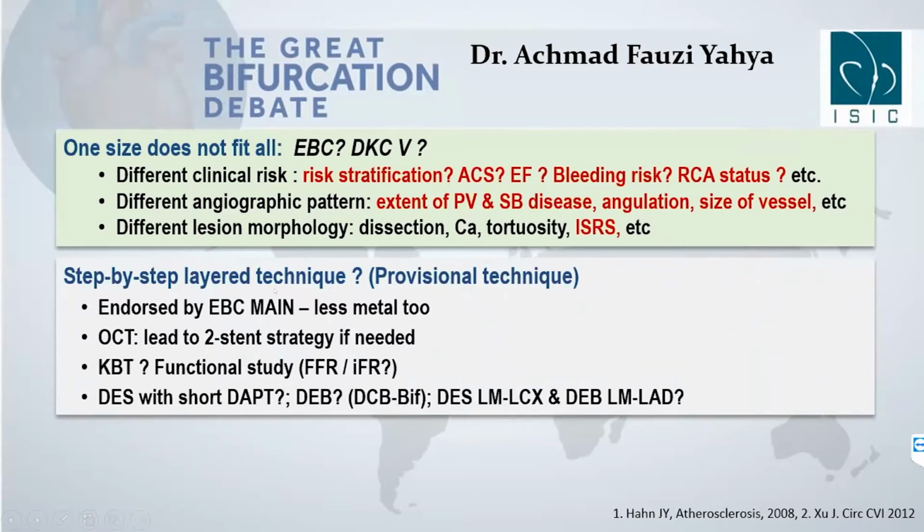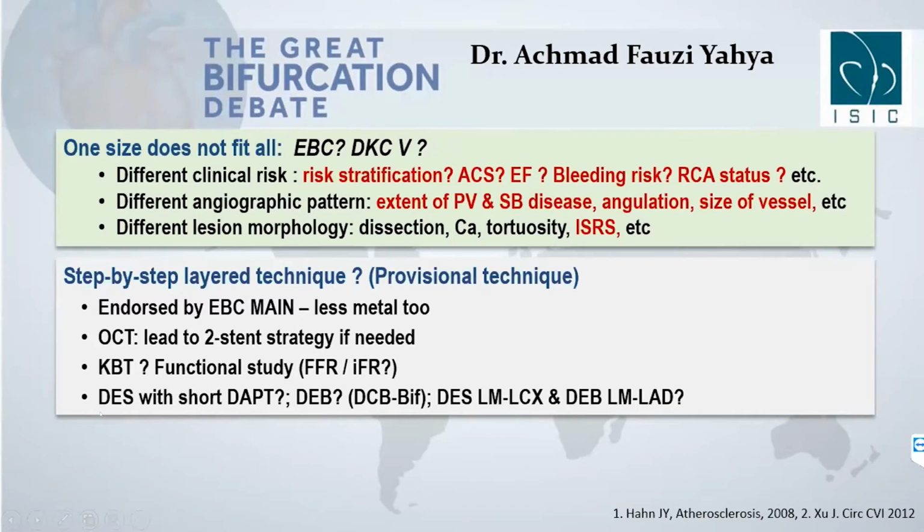We have heard from Professor Stankovic's presentation that crossover from a single to a double stent strategy is 22% in the EBC Main. So if necessary, we can still use a two-stent strategy. We have this flexibility. Kissing balloon technique is of utmost importance in this particular case where the stent is protruding into the left main. And I do believe that we also need a functional study like FFR or iFR. This will aid our final decision in our approach.